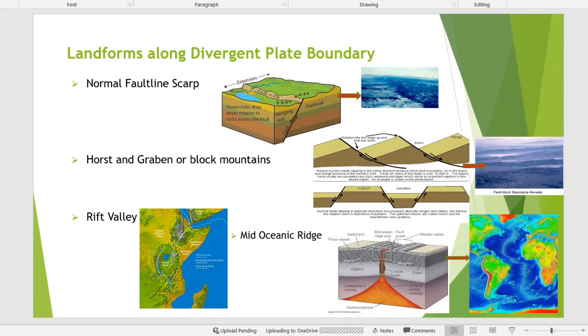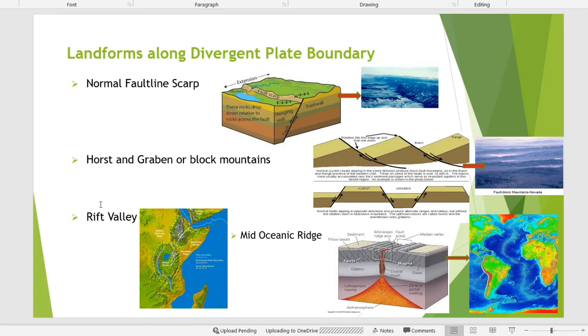Coming to the next, here we will understand the landforms associated with the divergent plate boundary. As I have already mentioned, divergent plate boundaries indicate a place where two plates are moving away from each other. Here there is a tensional force, and because of this tensional force we can find the following types of landforms in this area.